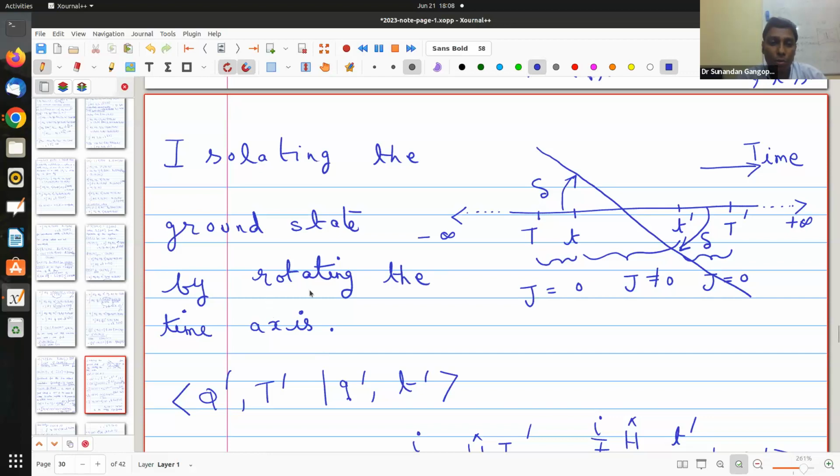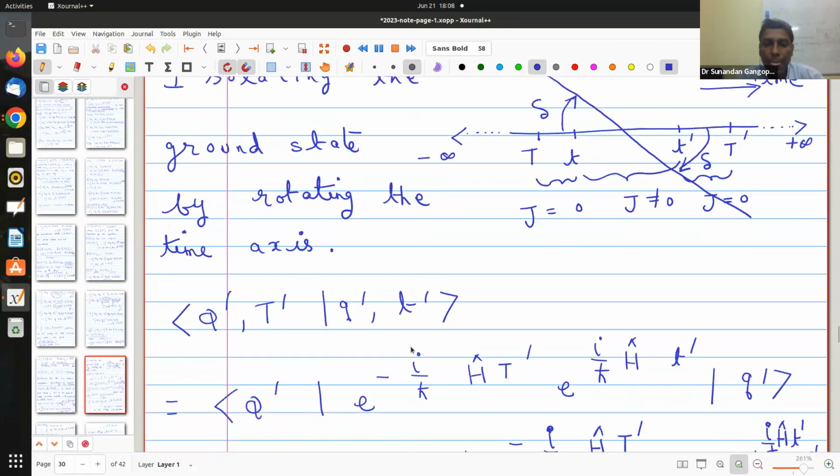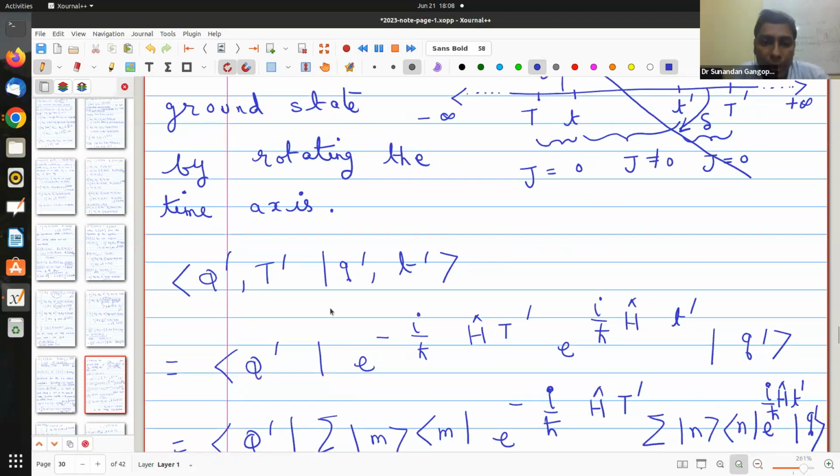So what we now want to do, we are after the following object, the vacuum to vacuum transition amplitude. So we want to isolate the ground state. The vacuum is the ground state, and the way we can do it is by rotating the time axis. You will see that this is the time axis, so this is the direction of time. We are now rotating the time axis in the clockwise direction by an angle delta. So this is the rotation, and the time axis is now this particular thing. We have rotated this by an angle delta. And let us look at this object.